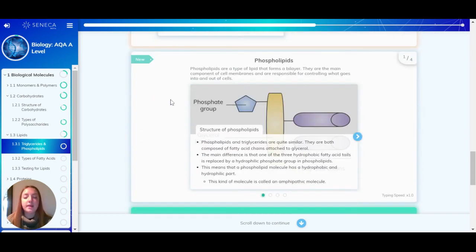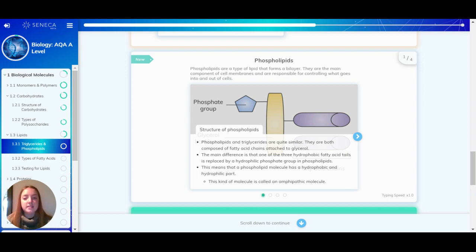Phospholipids are a type of lipid that forms a bilayer, the main component of cell membranes, and are responsible for controlling what goes in and out of cells. Phospholipids and triglycerides are quite similar. They are both composed of fatty acid chains attached to glycerol.